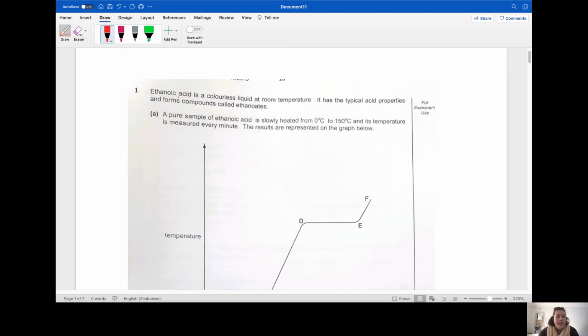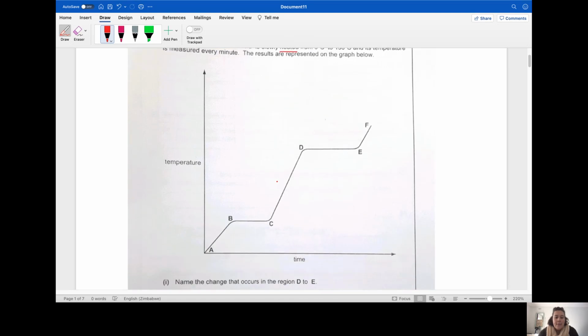okay? Ethanoic acid is a colorless liquid at room temperature, okay? It has typical acid properties, so you should be thinking acid plus base, acid plus this, acid plus that, okay? And it forms compounds called ethanoates. That's just a little bit of information you might not need to know, but they're giving it to you, read it. A pure sample of ethanoic acid is slowly heated, okay, from 0 to 150. And we get this graph at the bottom.